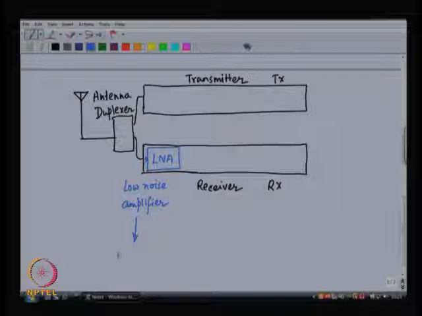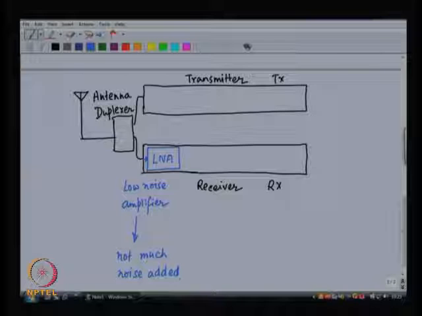So, it has got to be an amplifier. Second thing is, it has to be low noise. Low noise here means that it does not add too much noise on its own. So, I need you to understand this sentence. A low noise amplifier does not add too much noise, does not add much noise.